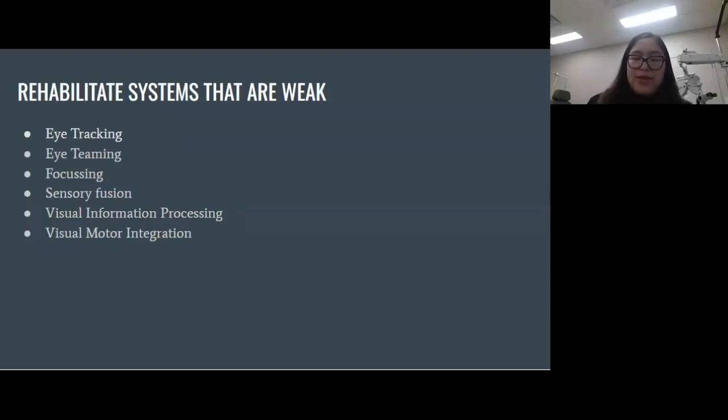To recap, these are all the systems that we need in order to have clear and comfortable vision. If that goes away, we need to figure out which systems have malfunctioned and then rehabilitate that system. Usually we will work on the other systems as well, because if one system has gone down, chances are some of the other ones have been knocked down as well. But we'll basically try to focus in on what needs the most help.